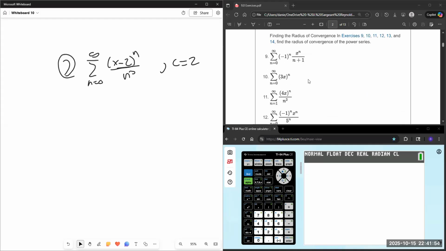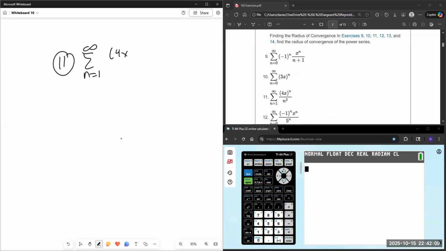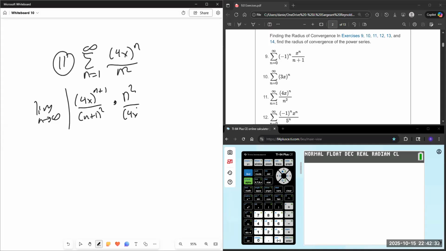Let's look at number 11, where I think we're going to talk about that. We're going to talk about radius of convergence first. So 11 takes what we were just doing in problem number 3, and we actually do the ratio test here. So this is going to be the limit as n goes to infinity of the n plus 1th term is 4x to the n plus 1 over n plus 1 to the second. And I'm going to multiply by the reciprocal of this nth term. And that absolute value needs to be less than 1.